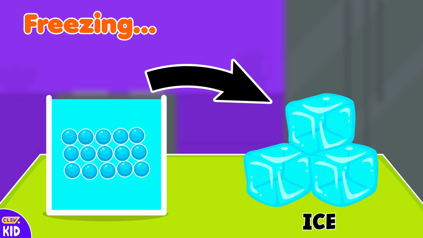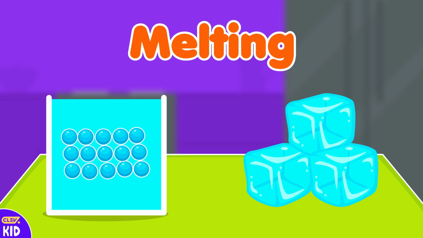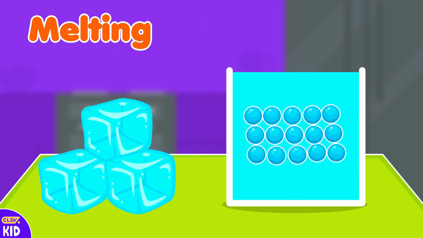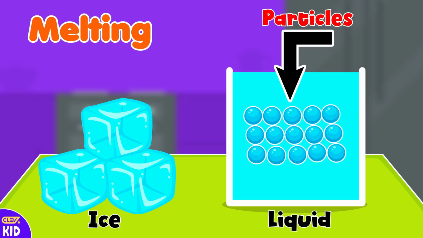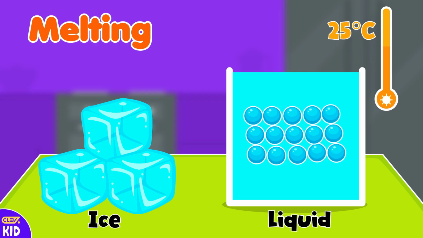But what happens if we want this ice to turn back into liquid water? Let's find out! Now that we have ice, let's see how it melts back into water. Ice is just frozen water, which means the particles inside are tightly packed together and can only wiggle a little in their fixed spots. But when we slowly warm the ice to room temperature, something interesting happens.